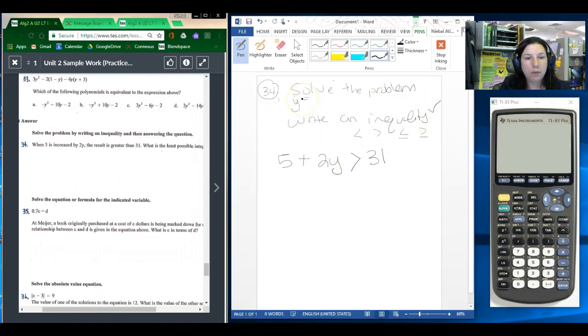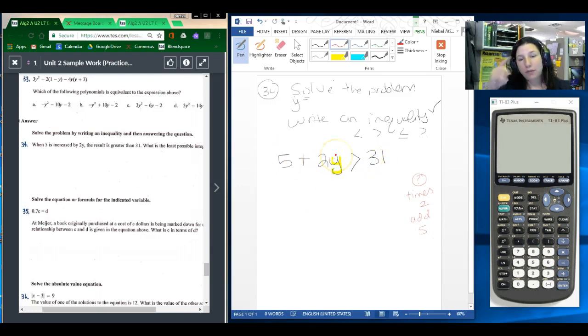Now we need to solve the problem. So I need to solve for y. What is y equal to? When we're trying to figure out what y is, y is some value. It was a number, then it was multiplied by 2, and then it was added to 5. And that is going to give us something bigger than 31.